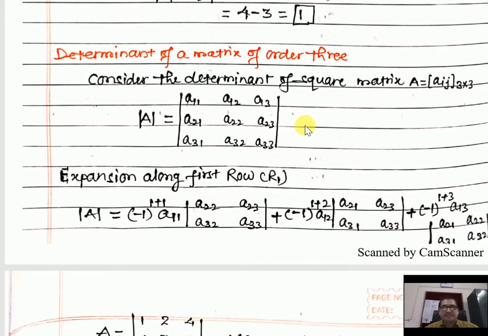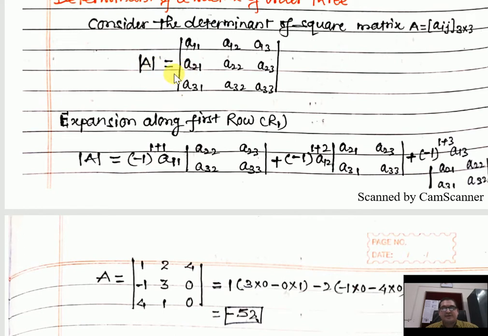Determinant of a matrix of order 3. This is the determinant of A with elements a11, a12, a13, a21, a22, and so on. How to expand it? That is the important part. I'm going to explain expansion along the first row. You can expand it along the second row also, or along the third row. You can expand along the first column, the second column, or the third column also. Any way you can do.